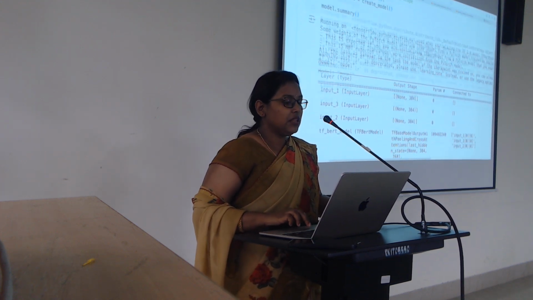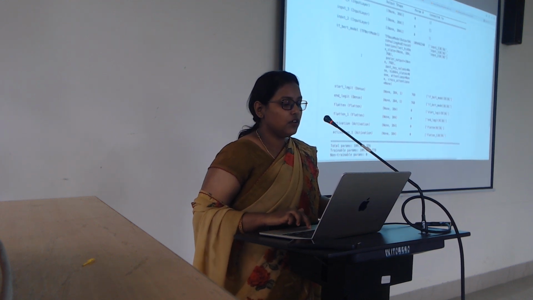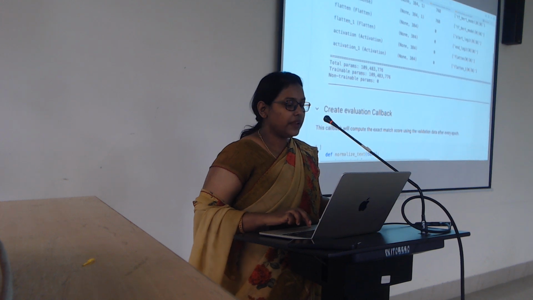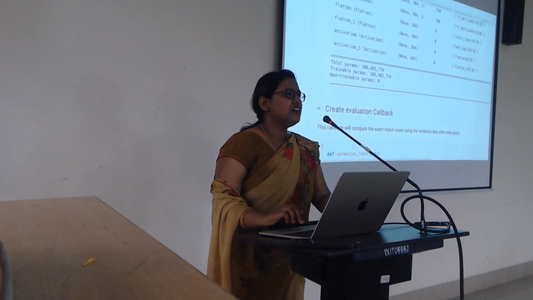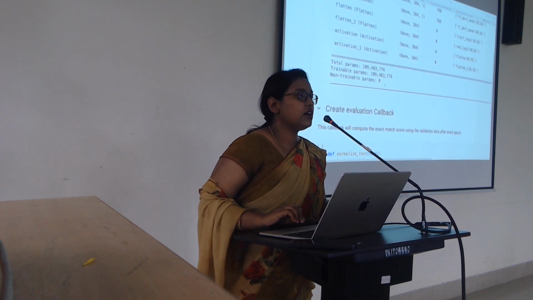So then it gives me the model summary, something like this. If you get this, then you are through. What do you mean by total trainable parameters and non-trainable parameters? Zero non-trainable parameters. Your whole optimization comes into play here.